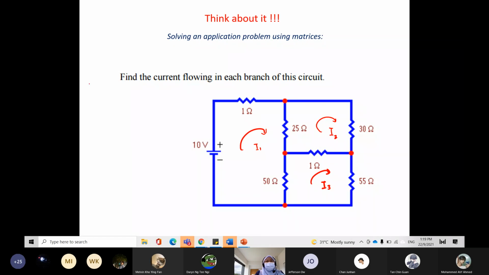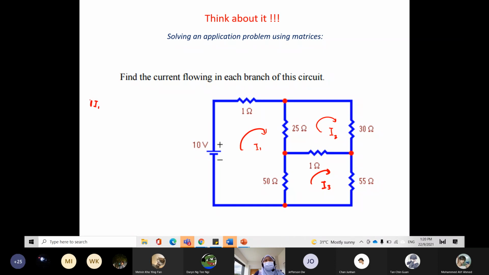How? I also forgot this one. Okay, so 1 multiplied by the current. Remember that we have current 1, current 2, current 3, which means that you have 3 unknowns: I1, I2, I3. So how to find these 3 unknowns? Remember that you need to have at least 3 equations.